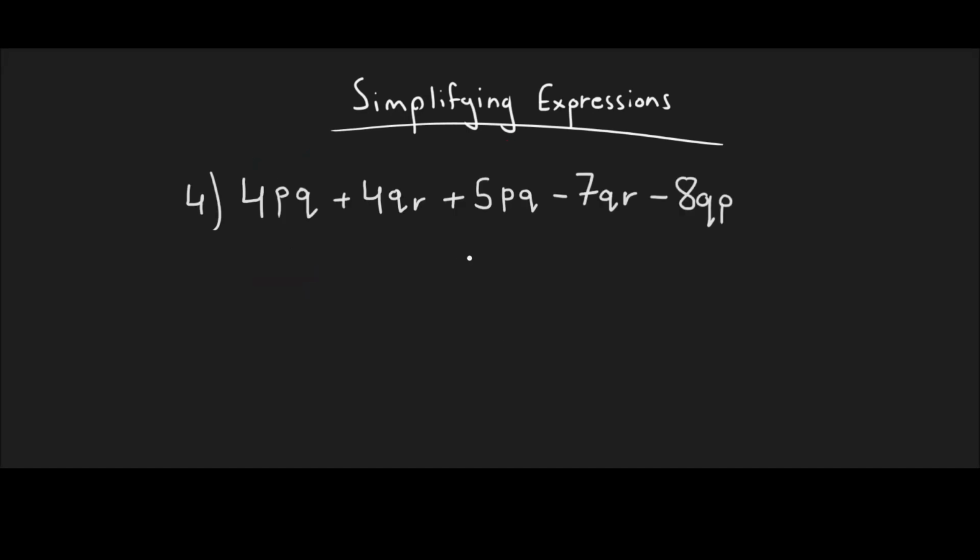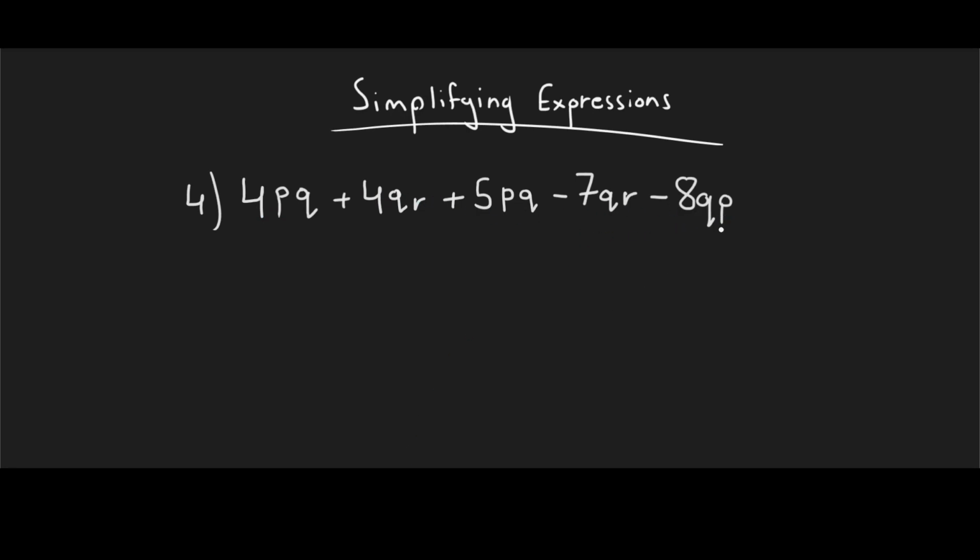Let's have a look at our fourth example. So we have 4pq plus 4qr plus 5pq minus 7qr minus 8qp. So looking at this expression, you might think that we have three terms, which are the pq, the qr, and the qp.